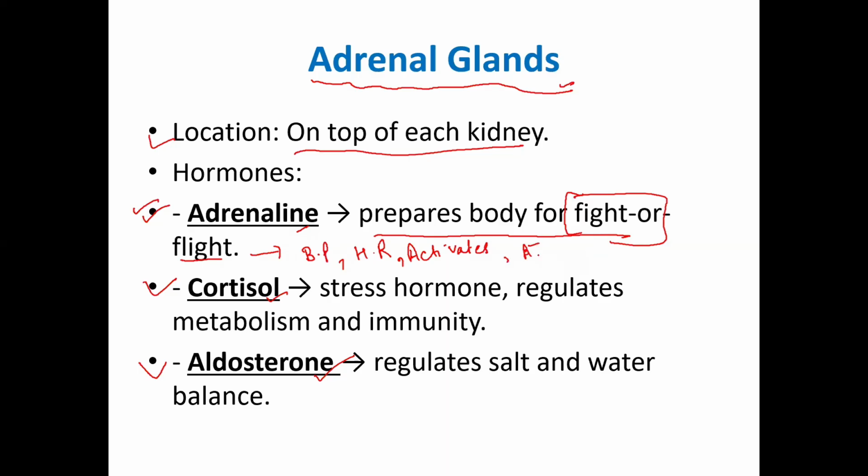Makes great amount of ATP for fight, for flight. Cortisol, the stress hormone, creates stress and regulates metabolism plus immunity. Aldosterone regulates salt and water balance in the body.